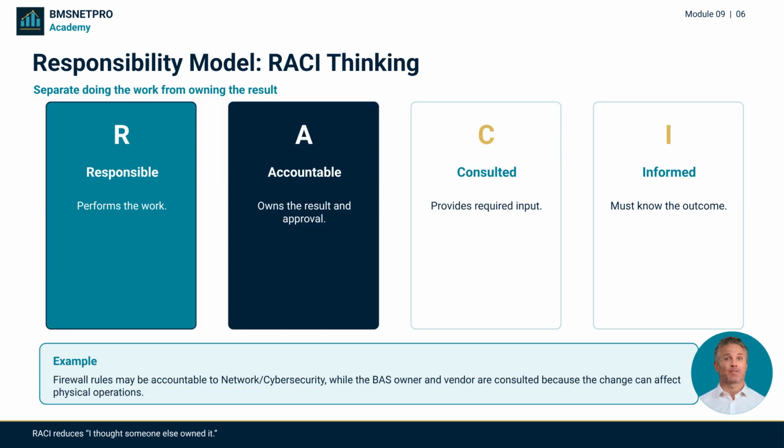A responsibility model separates who does the work, who owns the result, who provides input, and who needs to know. This is critical when facilities, IT, cybersecurity, engineering, operations, and vendors all touch the BAS.